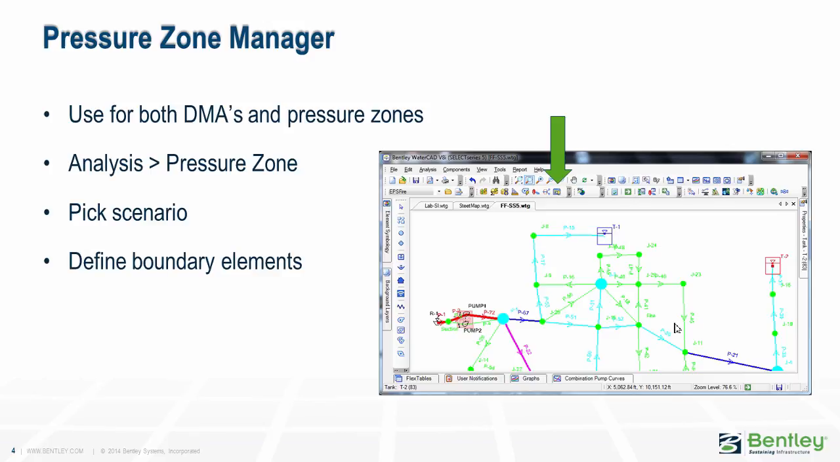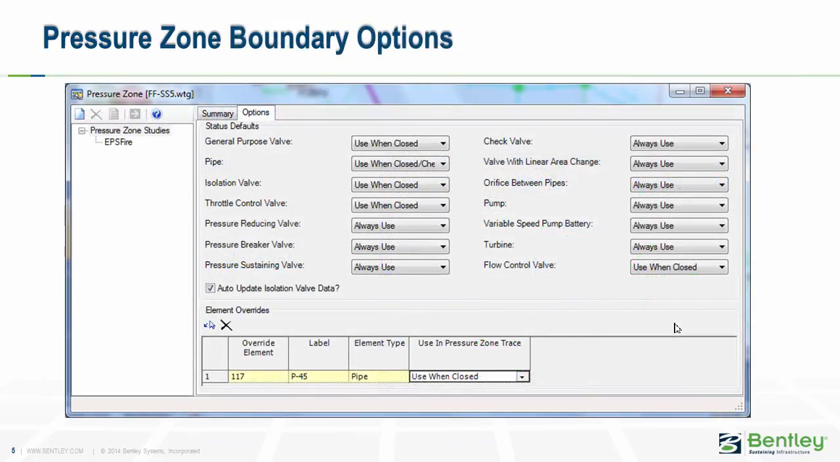What you have to do when you get in there is define which elements are the bounding elements, which types of elements are going to be used to identify the boundary of a pressure zone. This is our default screen telling you what types of elements are used as boundary elements, and which ones are always used, or only used when they're closed, or only used in certain specific instances. For example, a pipe is not usually a boundary element, but you may have pipes that you're identifying the boundaries by having them be closed.